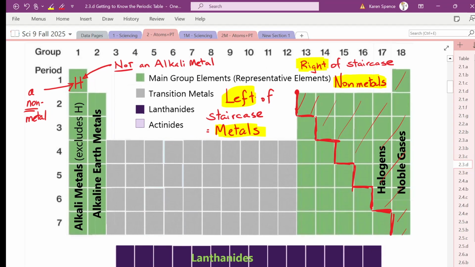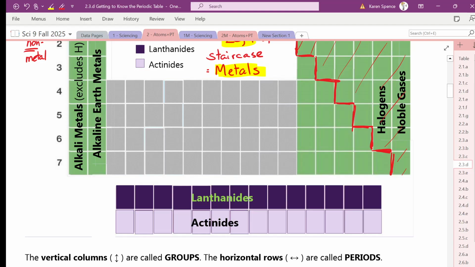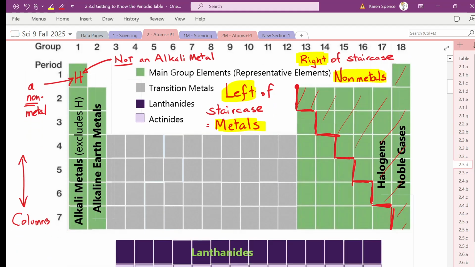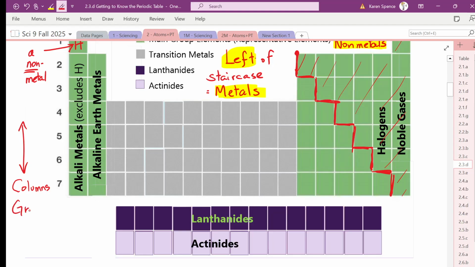Okay, so we've got our main group elements, which here are green. We have the transition metals, which are in the middle. The lanthanides and actinides at the bottom. What do we call the vertical columns? Tell your partner, what are those called when they go up and down? The up and down things are called columns, but in the periodic table we call them groups.